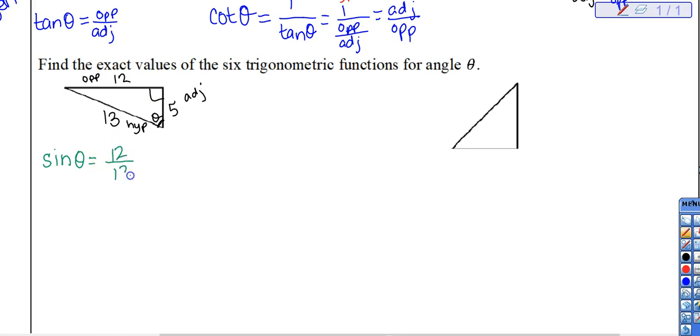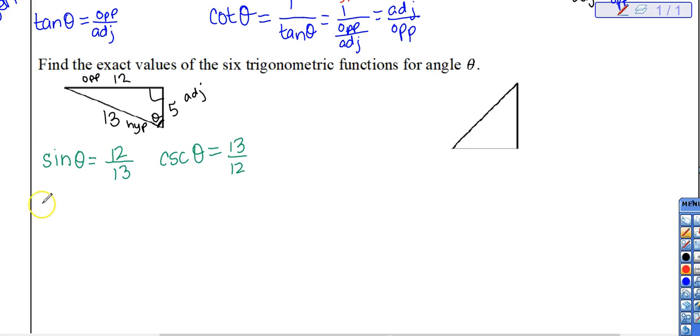12 over 13. Beautiful. All right, so let's immediately go to sine's reciprocal function, which is, don't tell me the reciprocal of 12/13, tell me what the reciprocal function to sine is. Cosecant. Cosecant of theta is, now tell me the reciprocal. 13/12. Okay, so that'll be easy. It's just remembering which ones are the reciprocal functions.